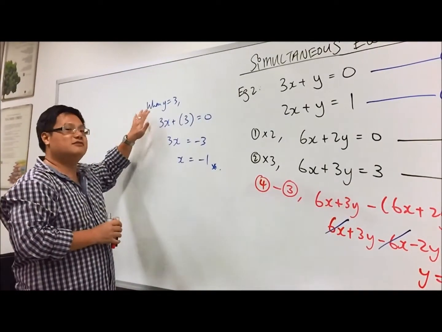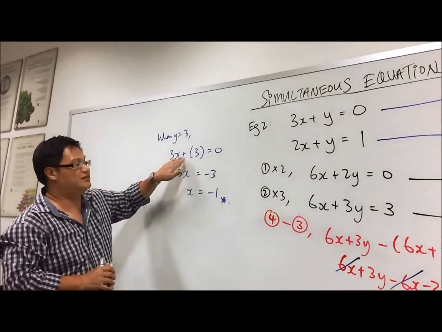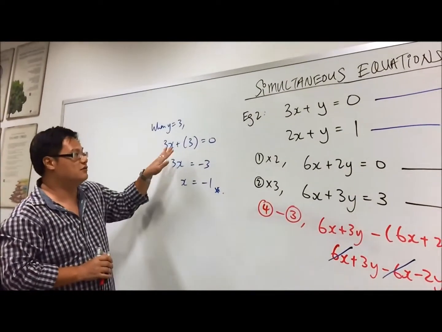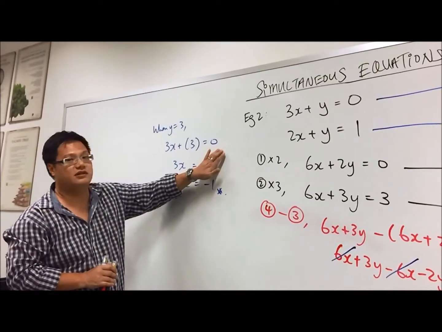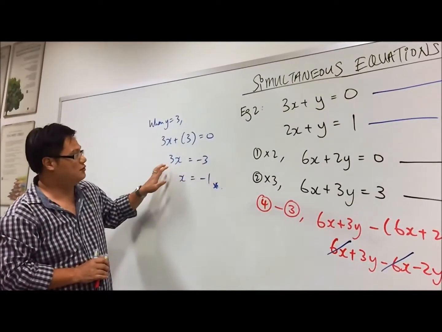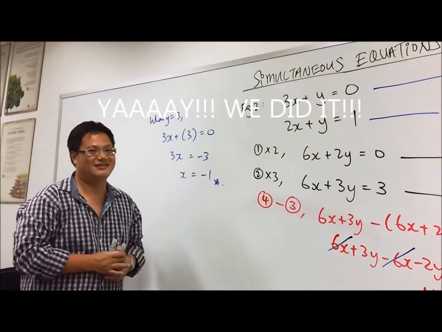So when y equals 3, we plug it into equation 1, and we will have 3x plus 3 equals 0, 3x equals minus 3. By bringing this positive 3 to the right hand side of the equation, it becomes minus 3. So if 3x equals minus 3, x must be equal to minus 1.